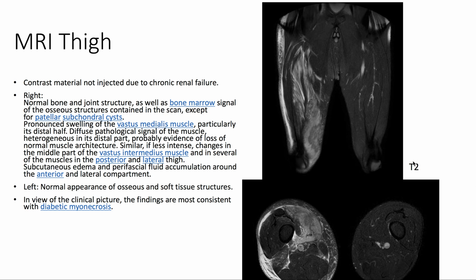On MRI, here T2-weighted imaging without contrast, we see that there's pronounced swelling of the vastus medialis muscle, particularly in the distal half. There's diffuse pathological signal of the muscle, heterogeneous in its distal part, probably evidence of loss of normal muscle architecture.